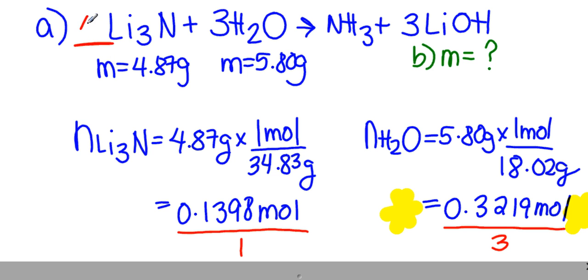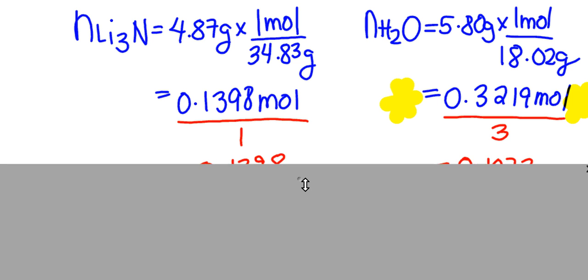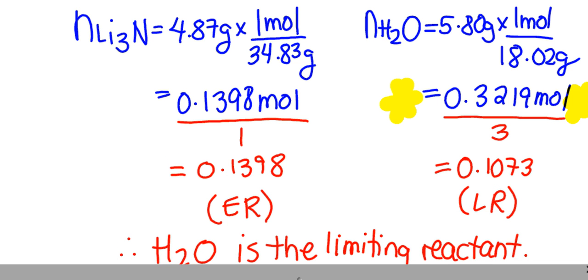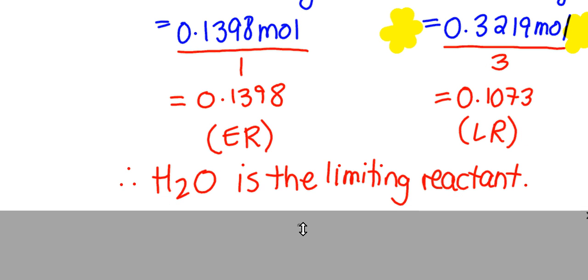So here, no number, it's just number 1. And that 3 here goes with the water, which is down here. When you check your answer, you should find that the water here is your limiting reactant. Let's move that up a little bit more. It's got the smaller amount down here, so it's going to run out first, and there's going to be some lithium nitride left. It's your excess reactant. So this number up here, this number of moles, tells us that water is your limiting reactant. So that's the answer to part A.